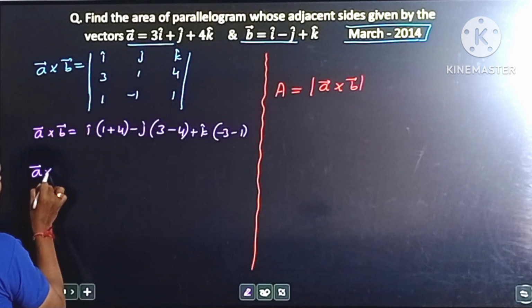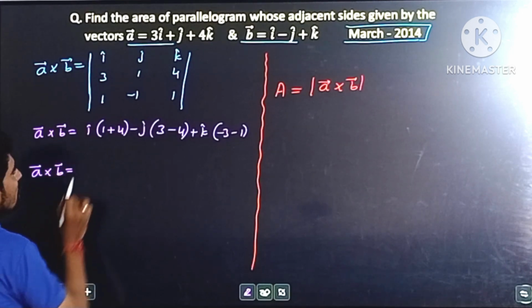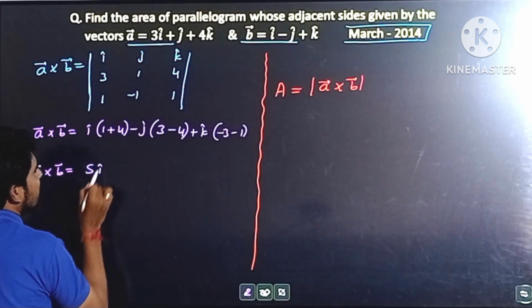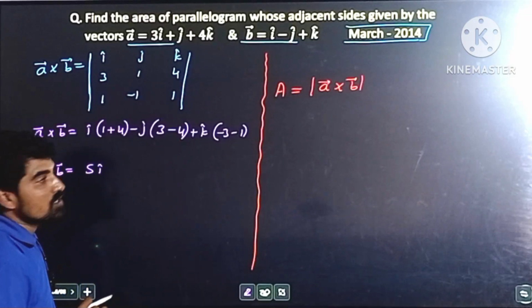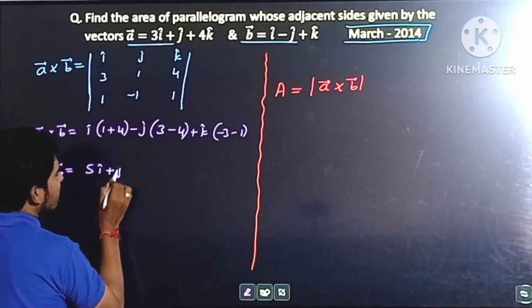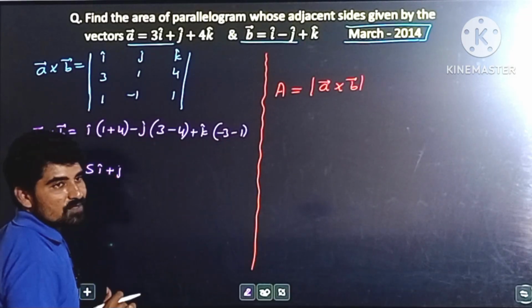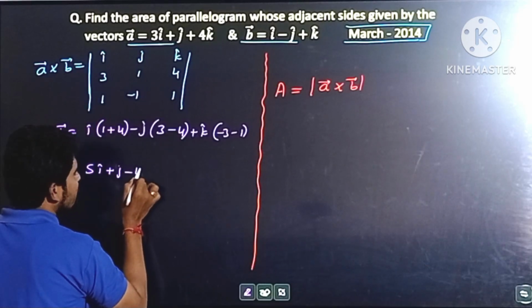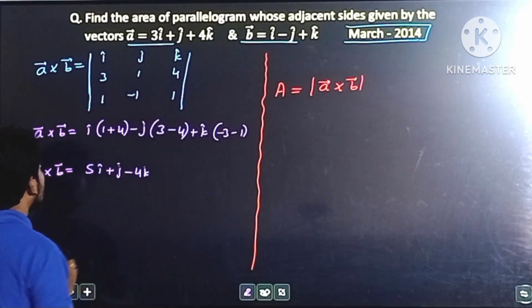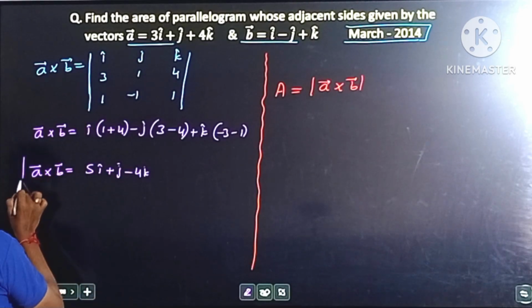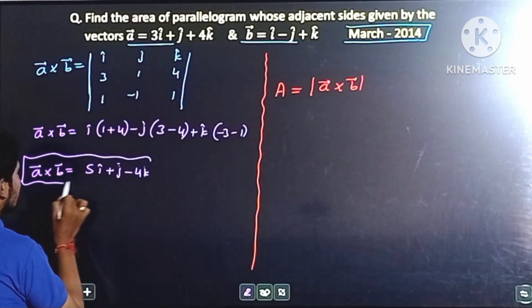Therefore A vector cross B vector equals 1 plus 4, 5 i cap, minus j into 3 minus 4 is minus 1, minus into minus plus 1j, plus k into minus 3 minus 1 is minus 4. Therefore A vector cross B vector equals 5i plus j minus 4k.